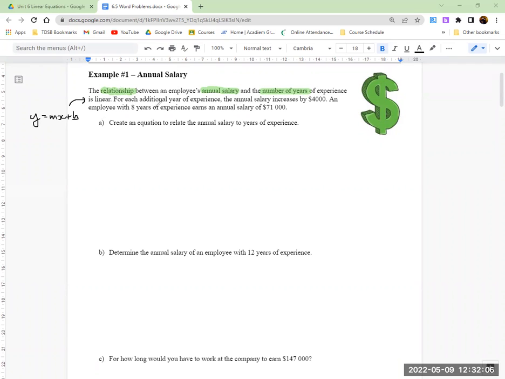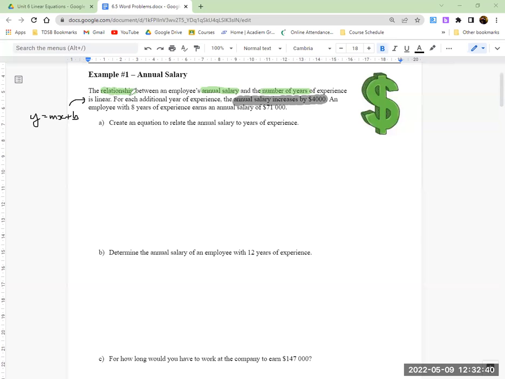With each additional year of experience, the annual salary increases by 4,000. Now that gives you a big hint. An employee with 8 years of experience earns an annual salary of 71,000. Okay, let's break it down. Let's pretend you have no idea what's going on. Let's literally read the question to see what we can pull out.